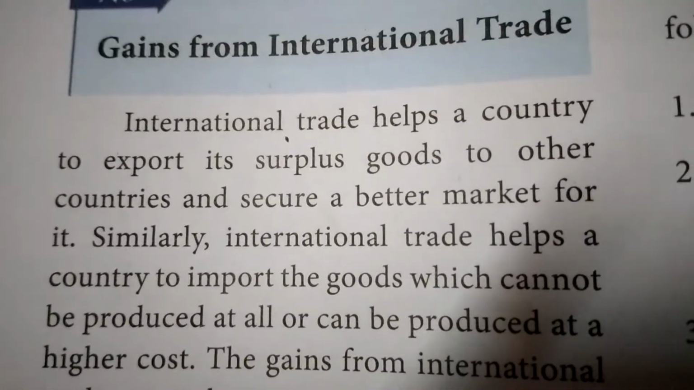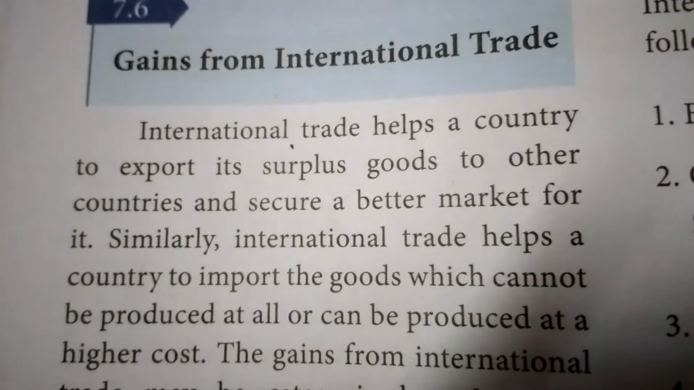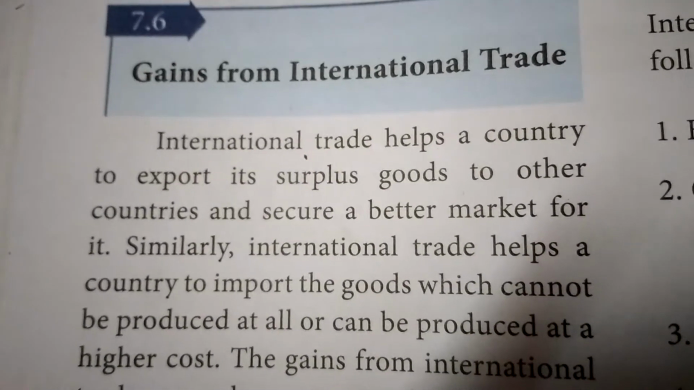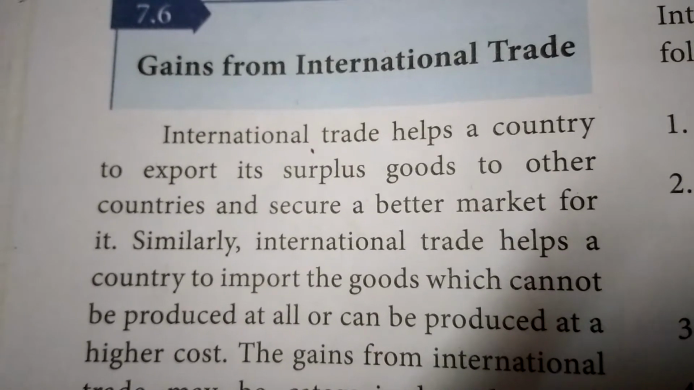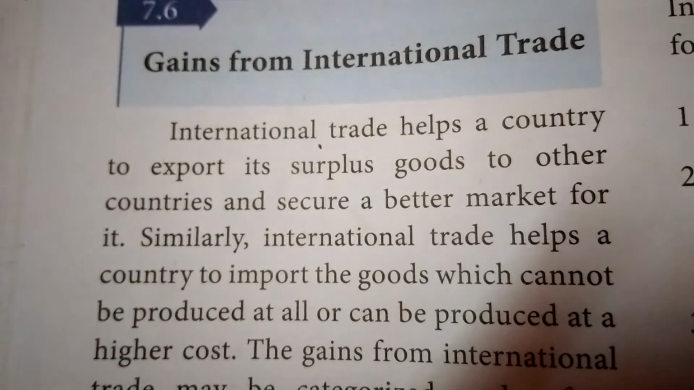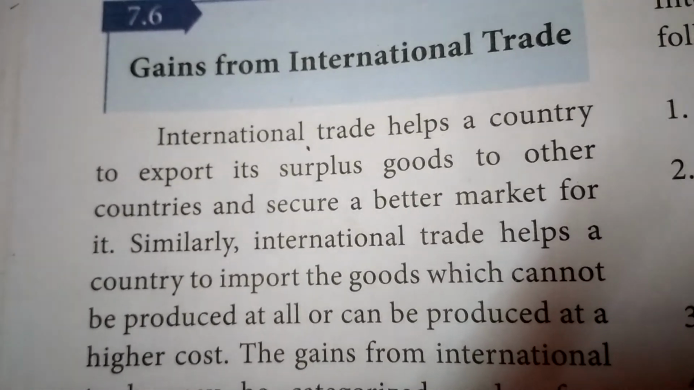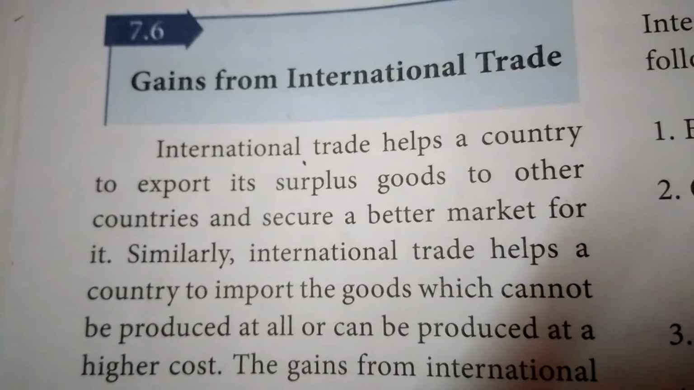Today we are going to see 12th standard economics, 7th chapter, international economics. In the last class we saw the classical theory and modern theory. Today we are going to see gains from international trade.